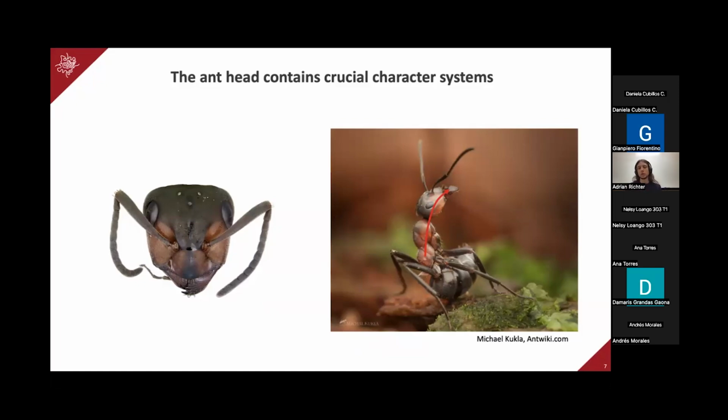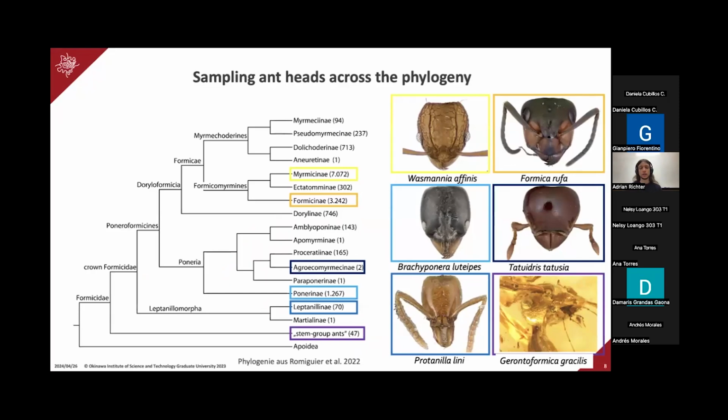And one of my goals in my PhD research was to explore these character systems a bit more and maybe add some additional apomorphies of the ant head to those that we already knew. And to do that, I studied ant heads across the phylogeny.